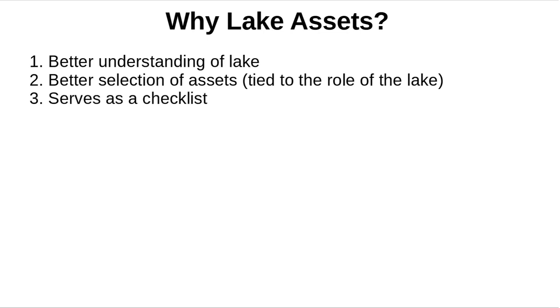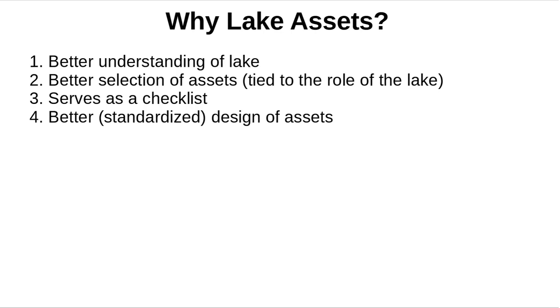3. While designing a lake, the surrounding public is consulted for their aspirations for the lake. At this time, the list serves as a checklist, so that nothing is missed. 4. The design of all lakes can be standardized in terms of these assets. So if a lake gets a specific type of asset, then that asset must be designed to meet specific criteria.